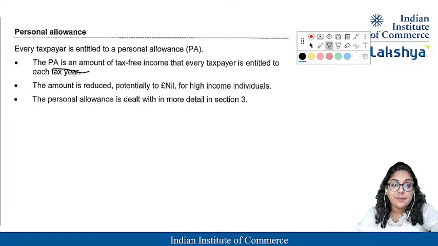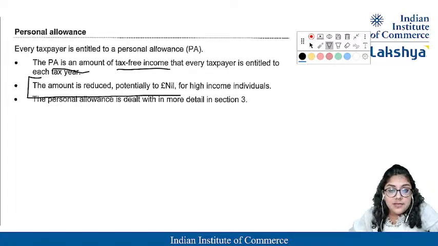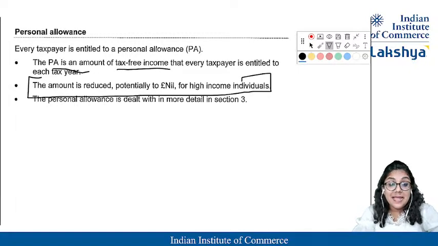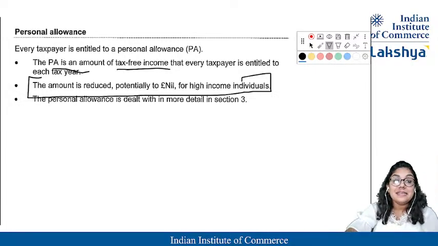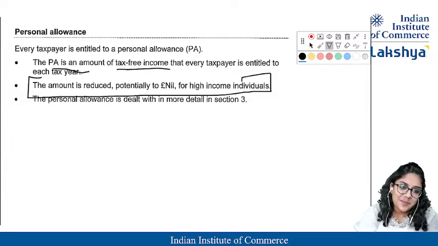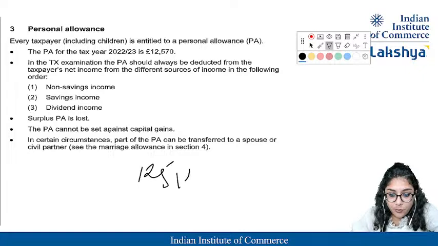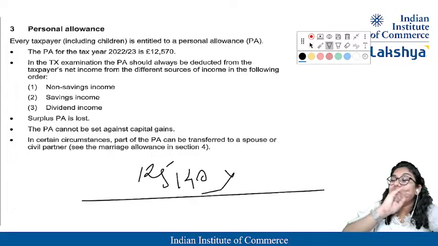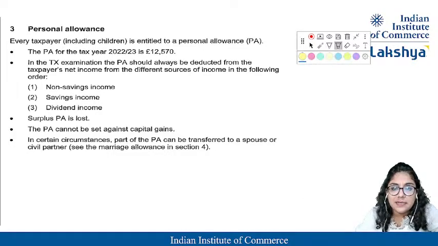The personal allowance is an amount of tax-free income which is entitled. See, people now don't understand this line: the amount is reduced potentially to nil. It means as your income becomes higher, your personal allowance is reduced, and at the end there may be a situation that you don't get personal allowance at all. When your income is more than 125,140, never will you get personal allowance. Never means never. But what is the amount of personal allowance you get? It's 12,570. Guys, 12,570 is your personal allowance amount.